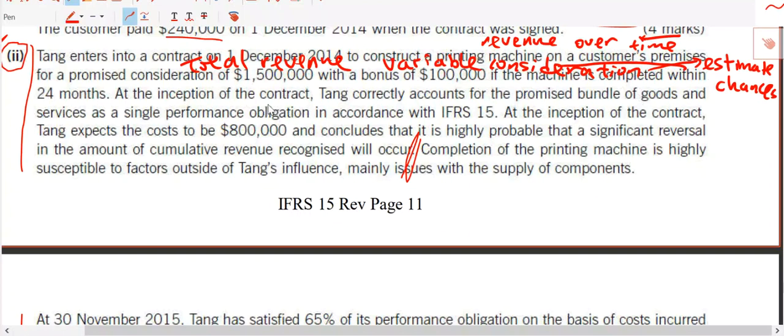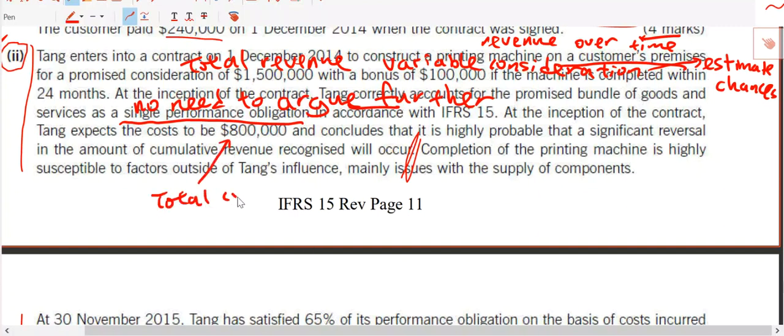At the inception of the contract, the start of the contract, we correctly account for the promised bundle of goods and services as a single performance obligation. Okay, so no need to argue anymore. Yes, no need to argue further. They say correct means correct. Single performance obligation. At the start of the contract, the company expects the total cost to be 800,000. And that means this is a profitable contract.